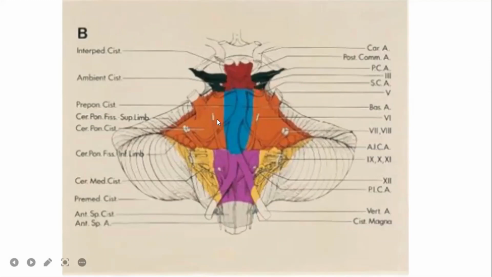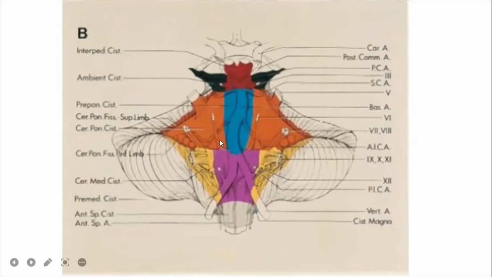Lateral to the prepontine cistern is the cerebellopontine cistern, and lateral to the premedullary cistern is this yellow area, which is the cerebellomedullary cistern. As we can see, in the midline are the unpaired cisterns, which are the interpeduncular, prepontine, and premedullary, whereas the lateral ones are the paired cisterns, which are the cerebellopontine and the cerebellomedullary cisterns.